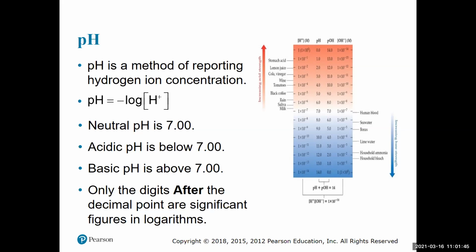A couple of things about pH. When you look at that pH number, the number to the left of the decimal gives us a feel for the power. For instance, a pH of 7 is 1 times 10 to the minus 7th. The numbers to the right of the decimal, in this case there are 2 of them, tell us the number in front, like 2.4 times 10 to the something. Those 2 numbers to the right are the significant figures when we talk about logs.